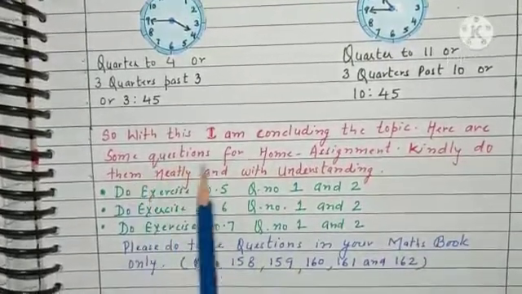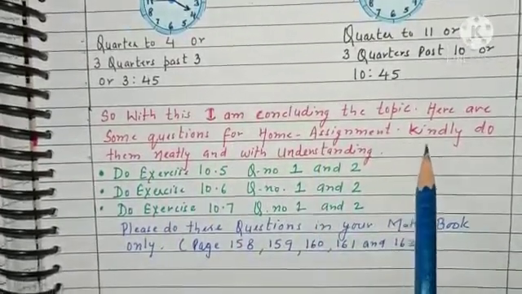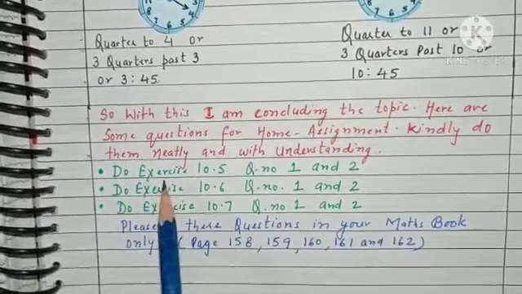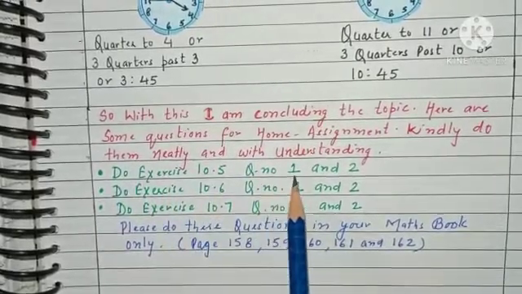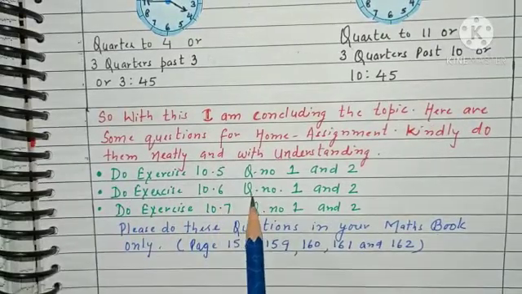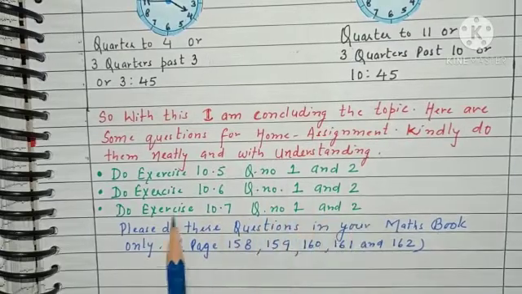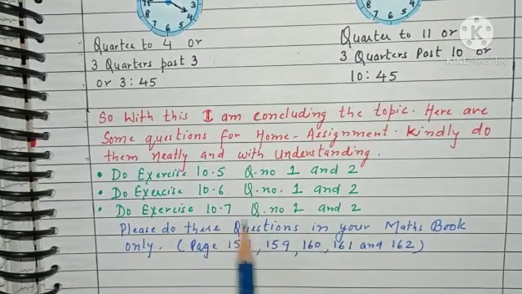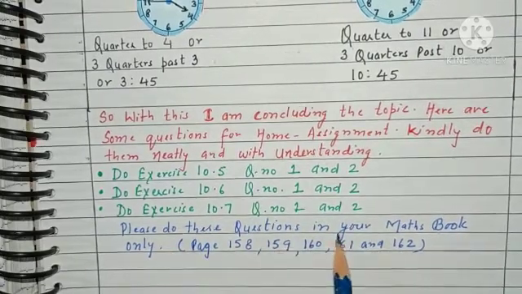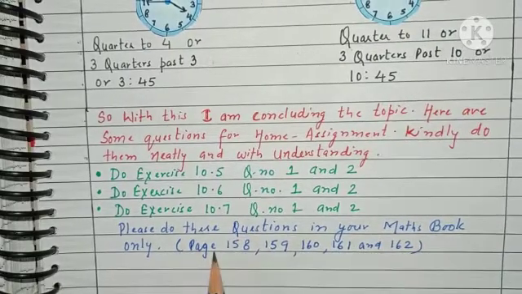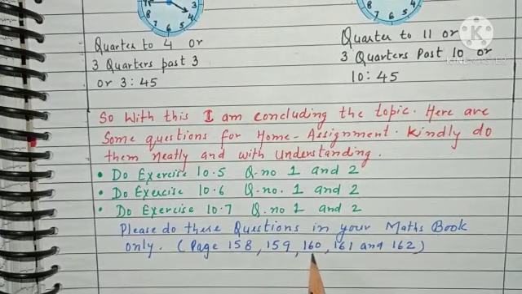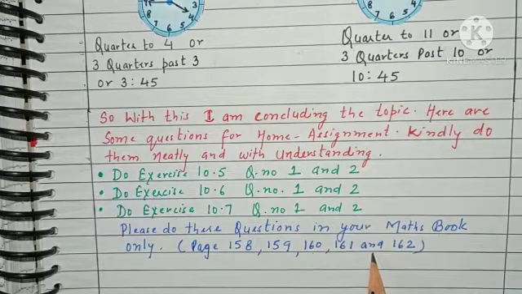Here are some questions for home assignment. Kindly do them neatly and with understanding. Do exercise 10.5, question number 1 and 2. Exercise 10.6, question number 1 and 2. And exercise 10.7, question number 1 and 2. Please do these questions in your maths book only. Page number 158, 159, 160, 161 and 162.